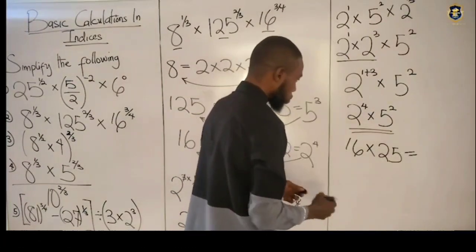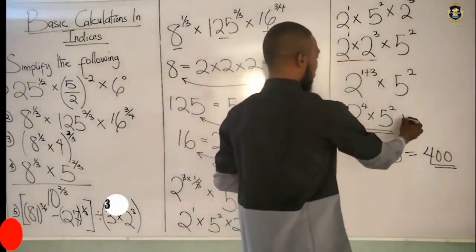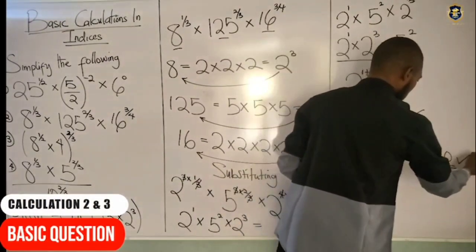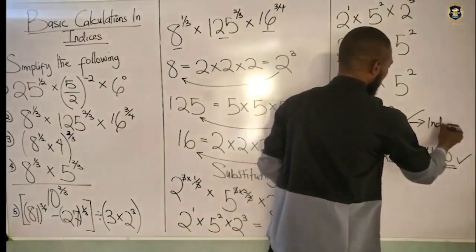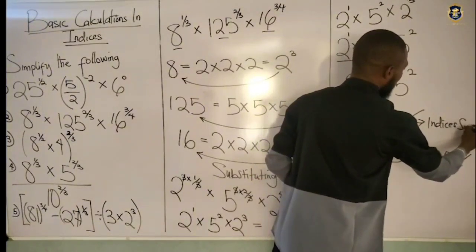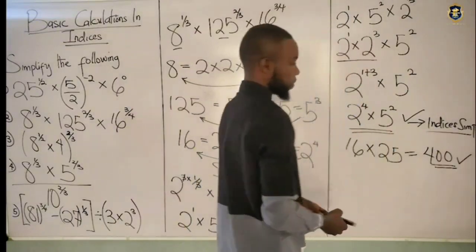And if we multiply that, we're going to be getting 400 as our answer. You can leave your answer like this, it is correct. You can also go further and leave your answer like this, it is correct. This is the indices form of the answer. Indices simplification: simplifying the answer, and this is just the basic simplifying of the answers.